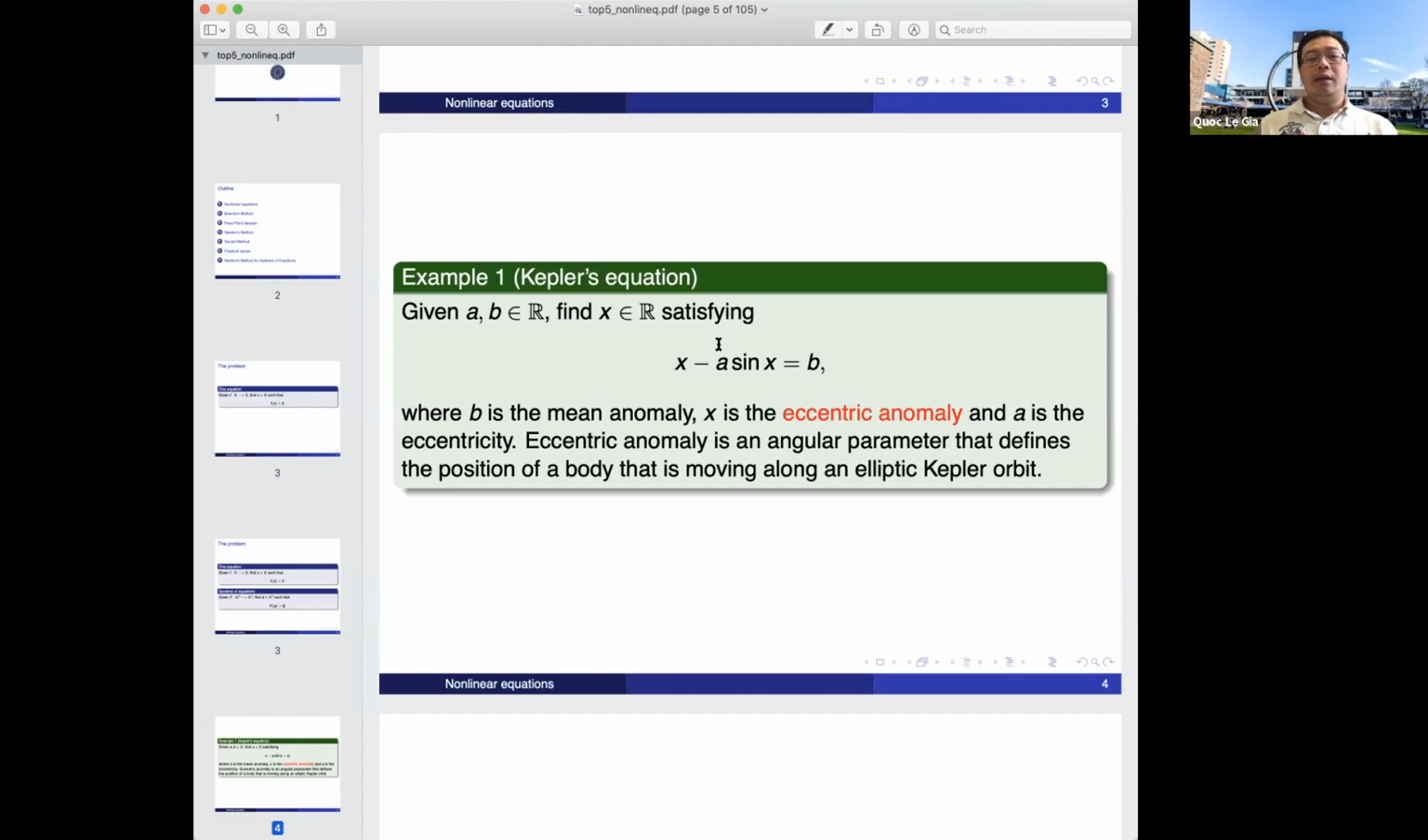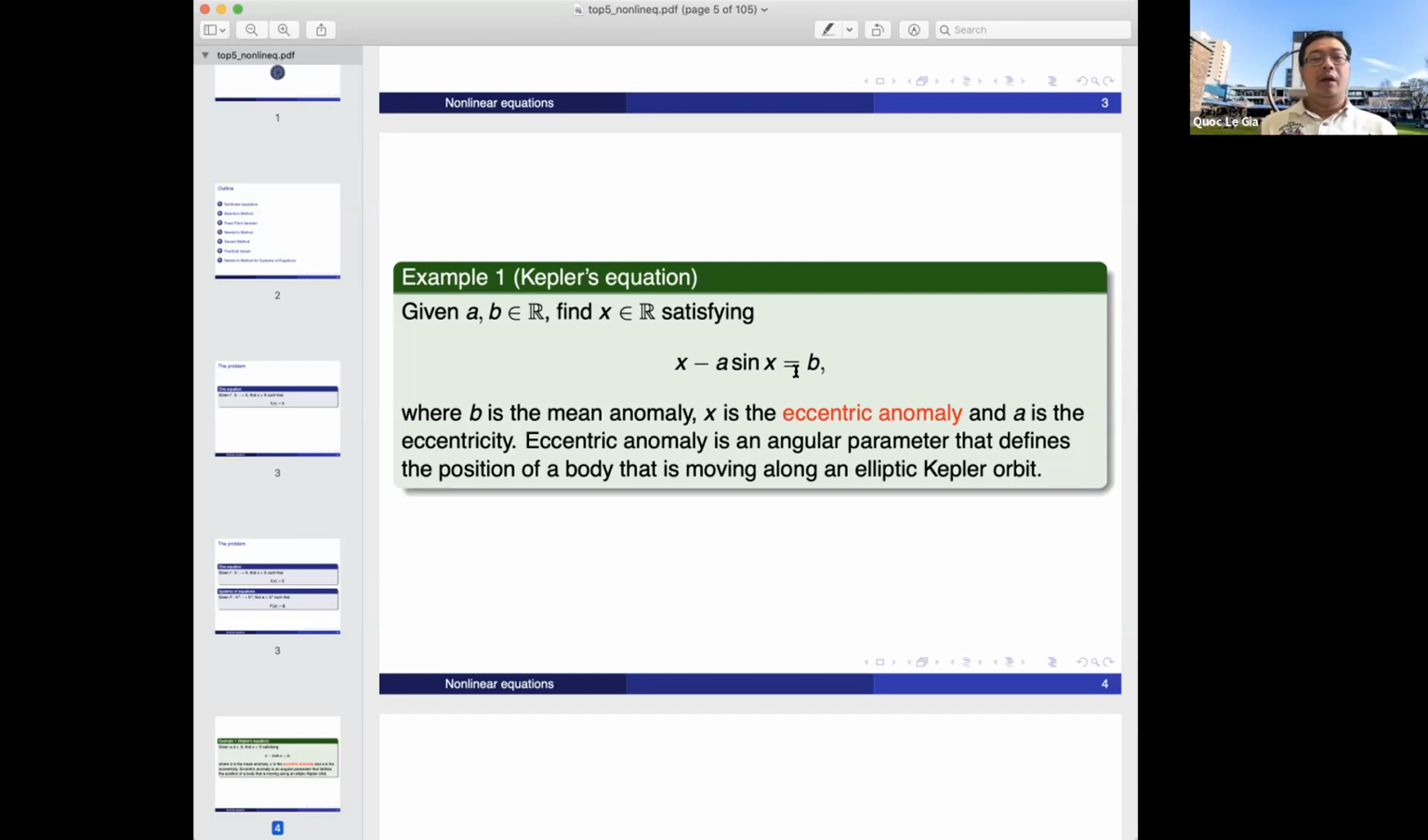And you can see that this equation is nonlinear. I mean, it's not like a quadratic formula where you can have a simple formula. But in this one, you have x here and you have sine of x here. So there is no way for you to find the solution easily.